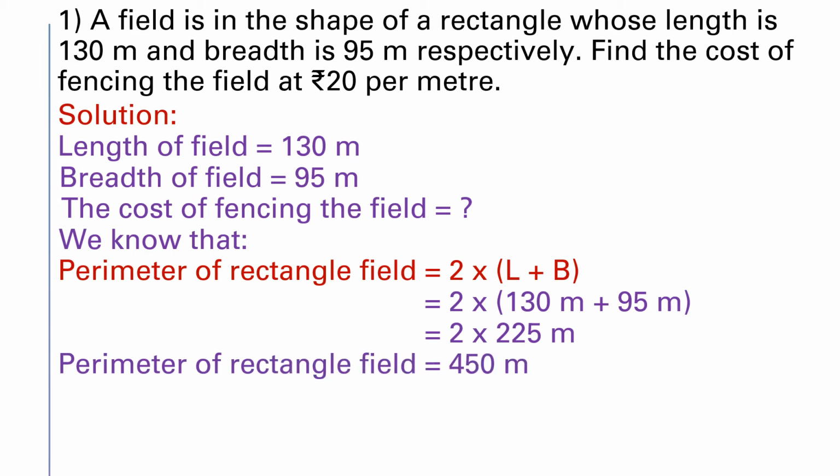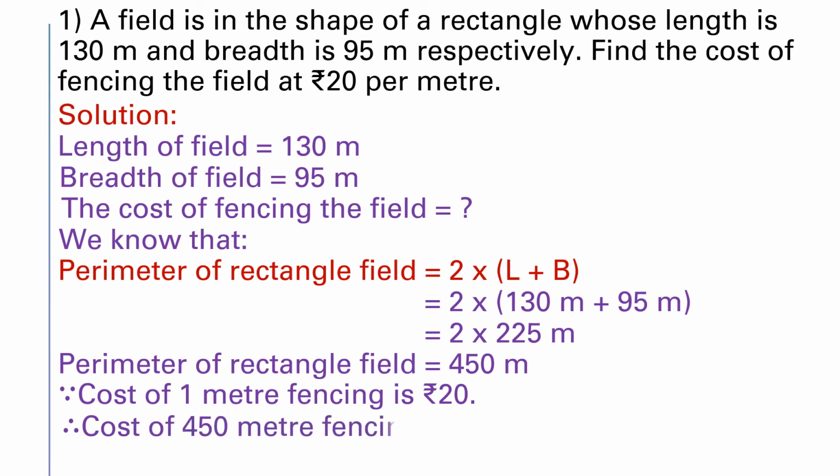Again, perimeter means length of the boundary, and length of the boundary means fencing. So length of fencing is equal to 450 meter. And the cost of fencing is rupees 20 per meter. That means cost of 1 meter fencing is rupees 20. Therefore, cost of 450 meter fencing is equal to, see, 1 meter is given and we have to find out for 450.